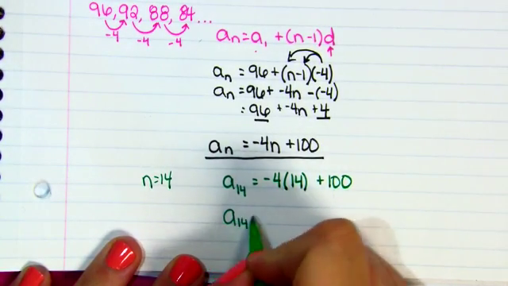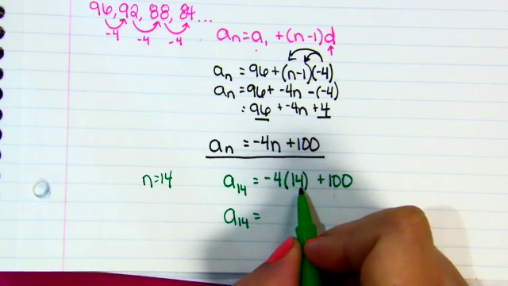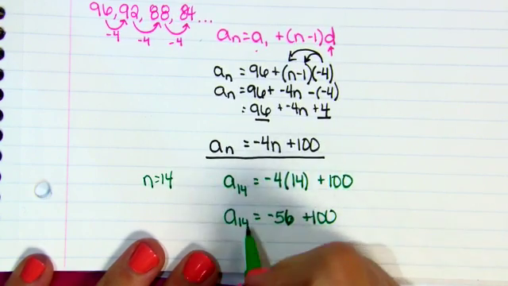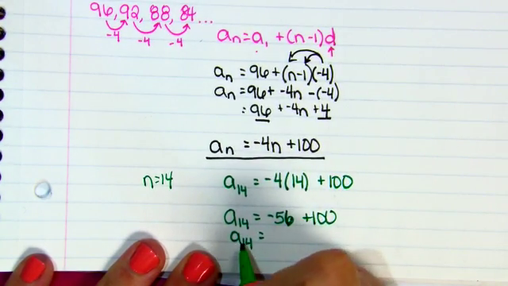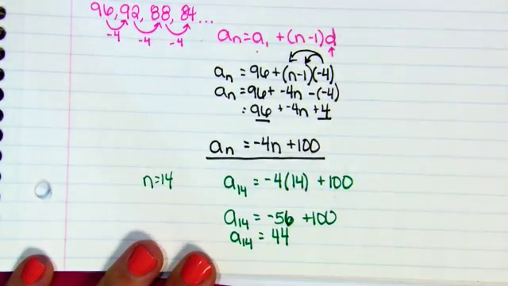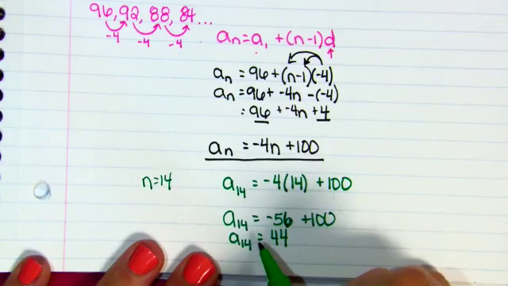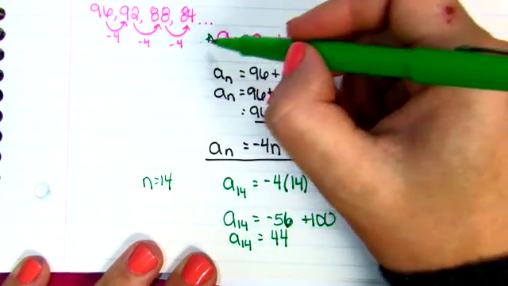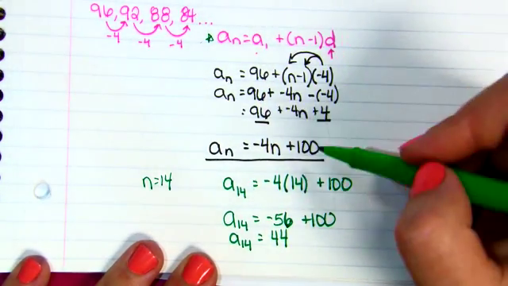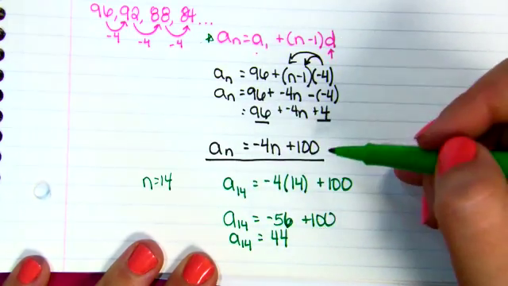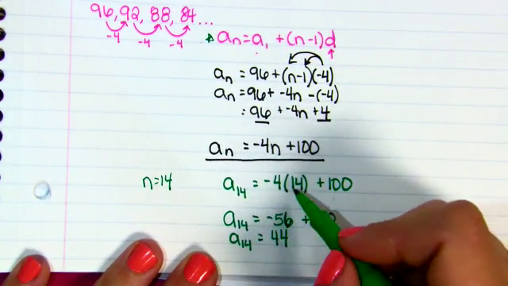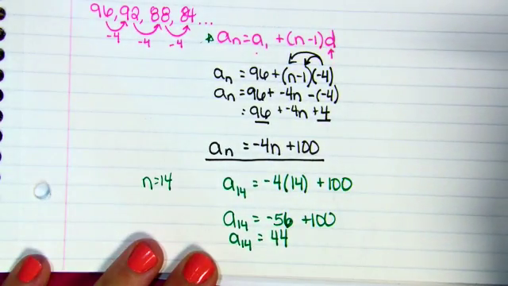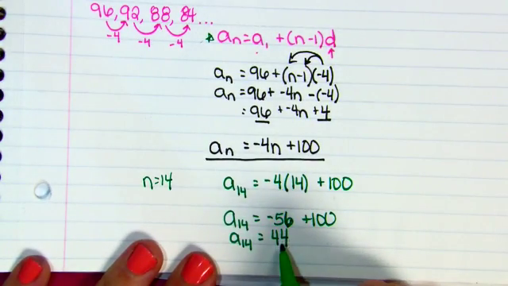So a sub 14 is going to be -4 times 14, which is -56, plus 100. So a sub 14, or the 14th term, will be 44. Now I could have found the 14th term using this formula up here if I'd wanted to. But because I had a simplified version, it was easier to just plug the 14 into this specific situation instead of having to do all the simplification all over again. So this was a quick way for me to come up with the 14th term.